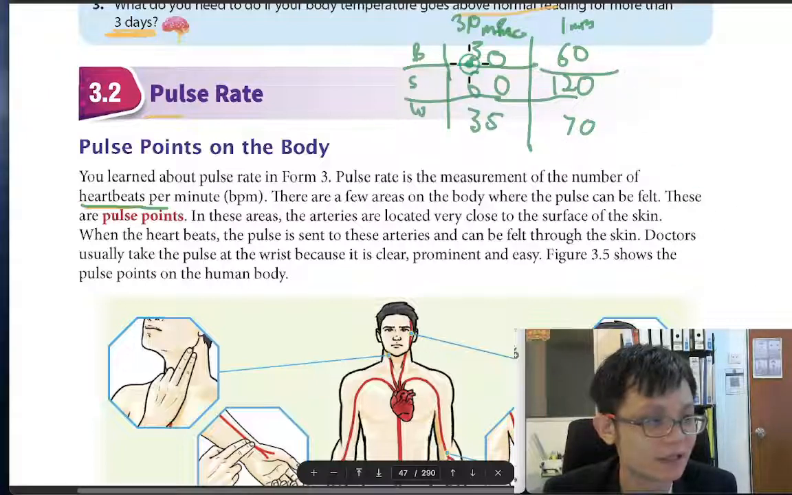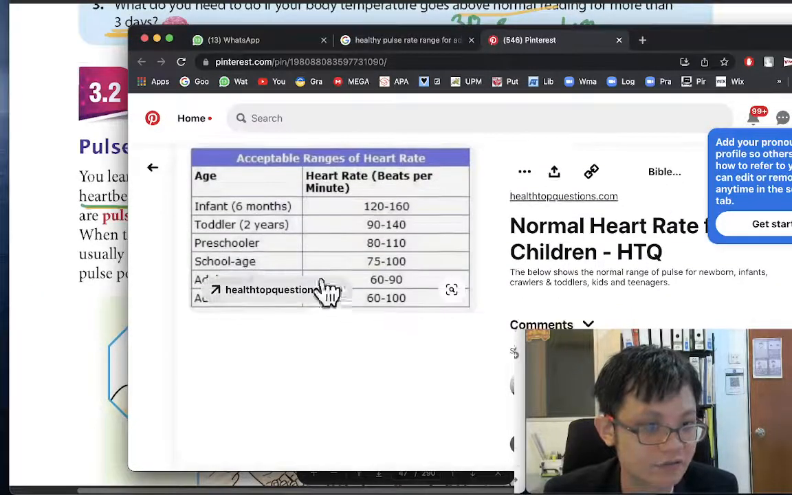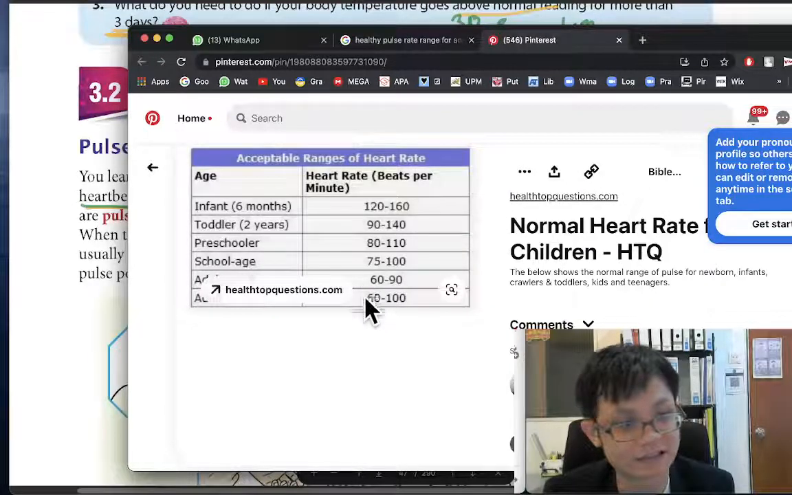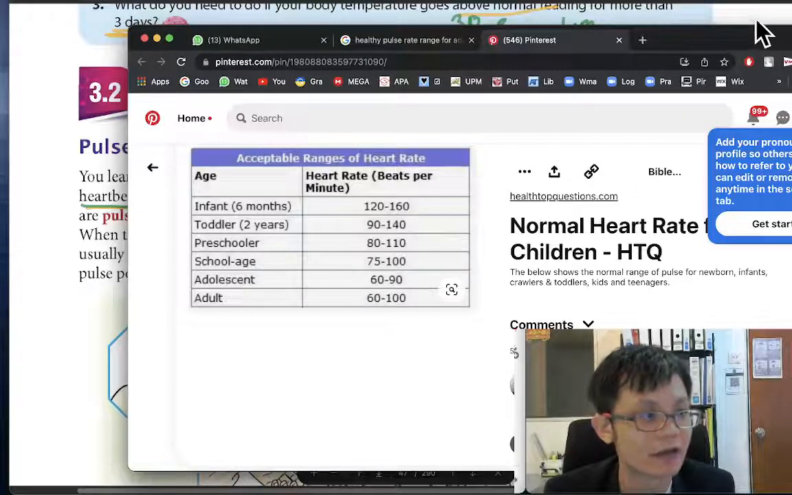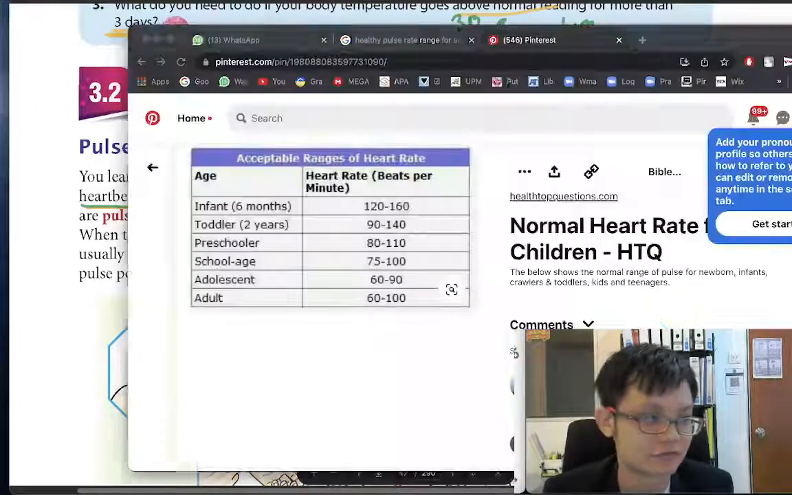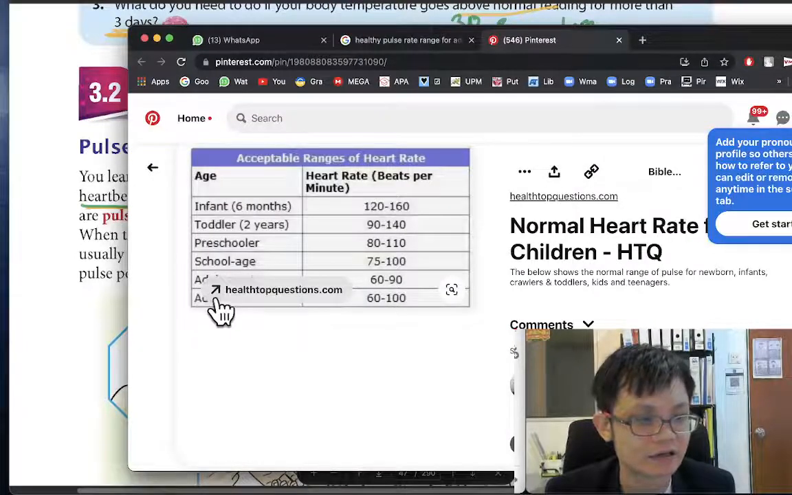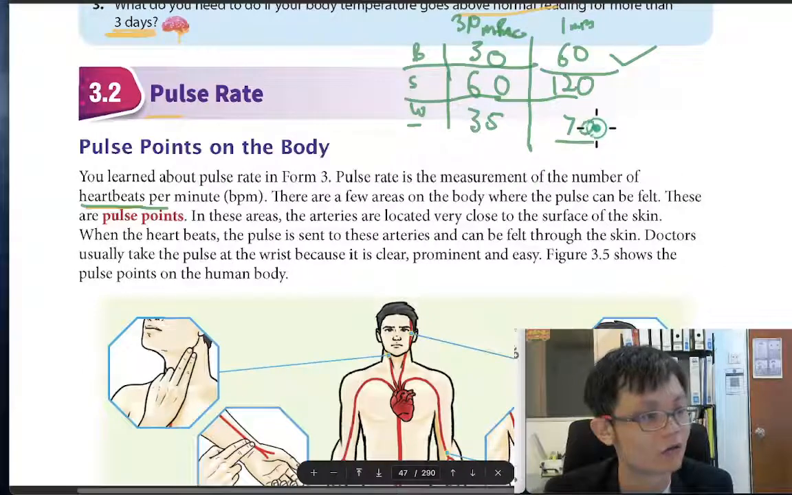So this one, B, I get 60. We can see that as you get older, which is me, slightly old, I can get a normal one of 60. You can see I'm normal, 60. And then the W one is 70, because just now you count times 2 you get 70. So for adolescents, 60 to 90, 70 is normal.